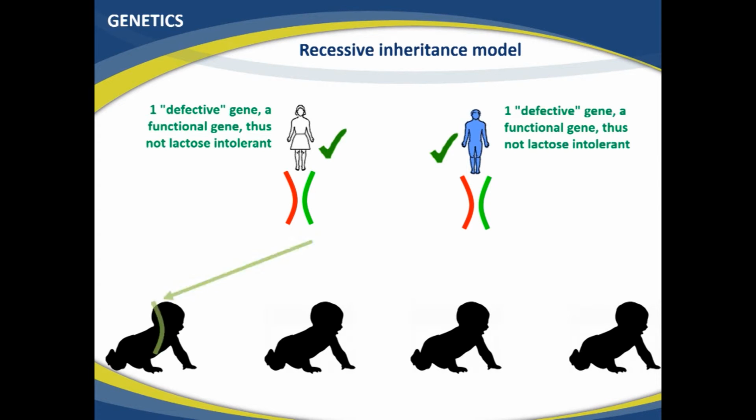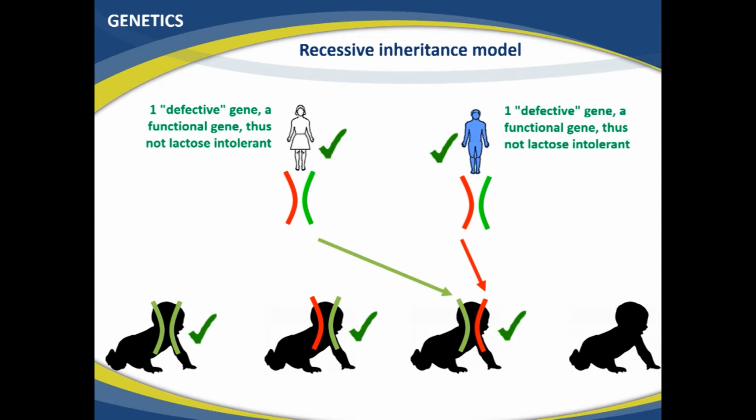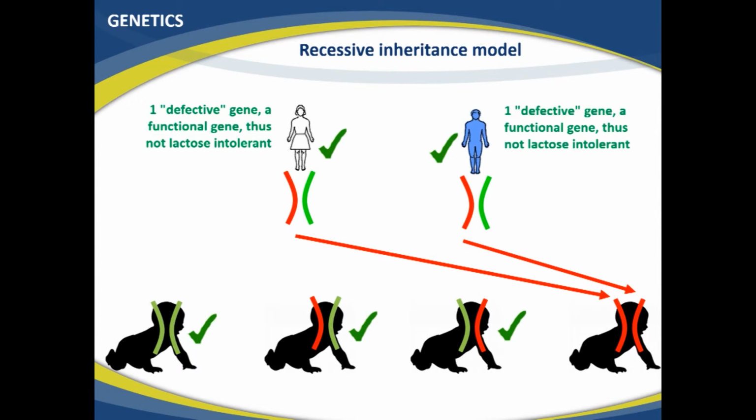Now they have children together. Again, by chance, they pass on one of the 2 chromosomes or genes. And this child has received 2 healthy genes. This child has received 1 mutated gene. This also, but from the other parent. So these are carriers, but they don't exhibit lactose intolerance. But the 4th child has received 2 broken genes, and both of them don't know how to digest lactose. So this child is going to be lactose intolerant.